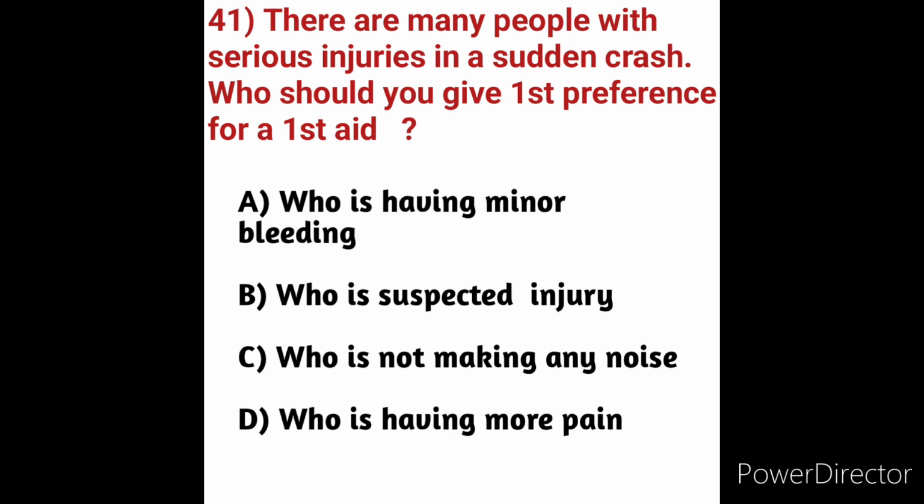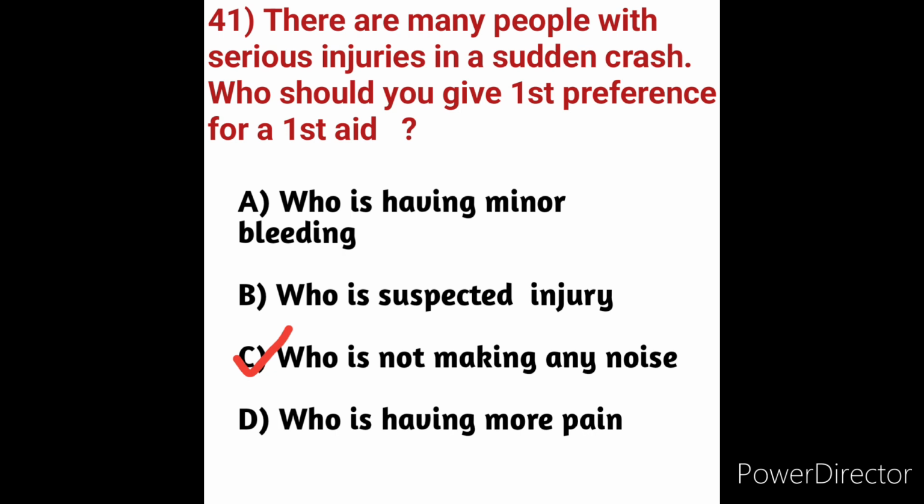Immediately observe breathing, check the pulse and start chest compressions in a 30:2 ratio. The second priority in this situation is first aid for the suspected injury. Most probably some of the patients have a neck injury, so we can give second priority to these neck injury patients. So option C, who is not making any noise, gets first preference for first aid.